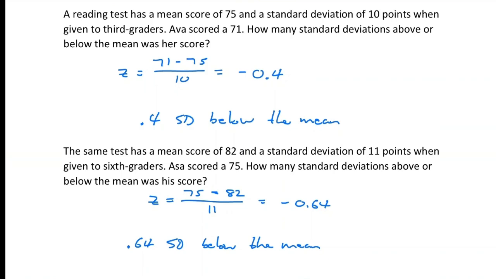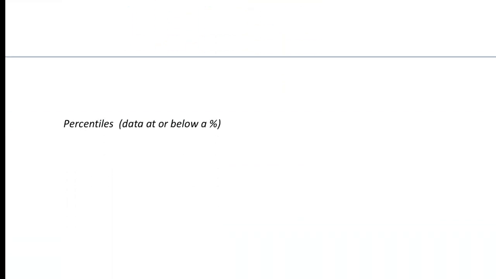We're going to see in a future lesson how z-score is also used to find area under the curve. In other words, how much data is to the left or to the right of that value. Okay, so let's talk about the other one then, which is percentiles.